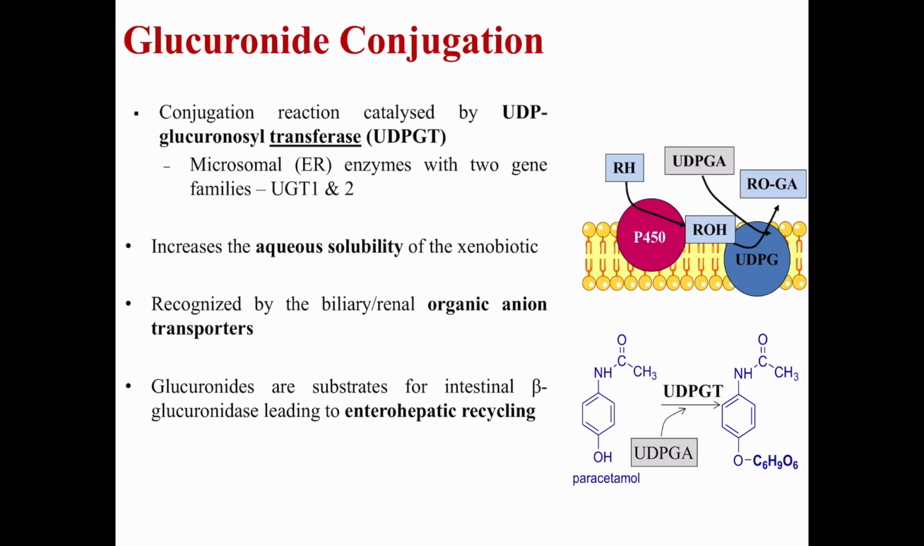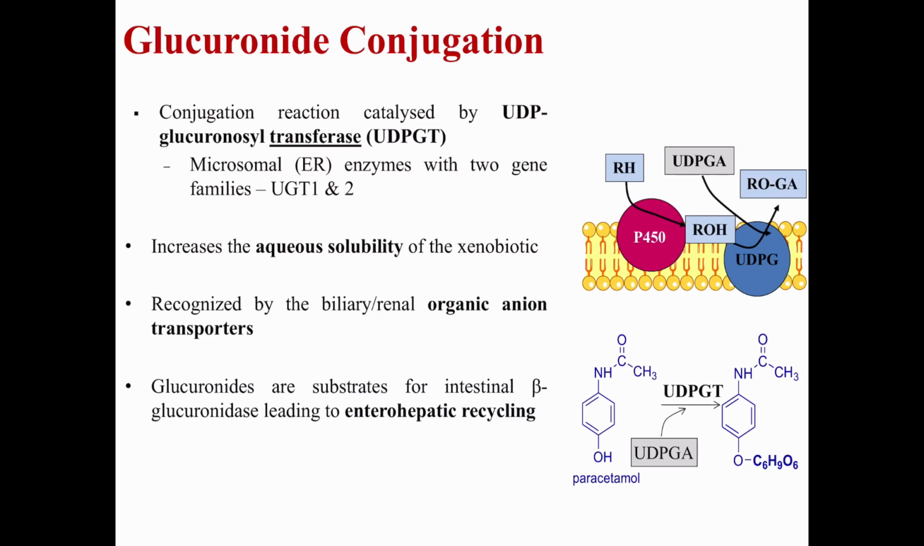The final part of glucuronidation involves the conjugation of UDPGA to the target molecule. The conjugation reaction is catalyzed by UDP glucuronyl transferase, or UDPGT. These are microsomal enzymes, meaning that they're in proximity to the smooth endoplasmic reticulum and consist of two gene families, UGT1 and UGT2. This reaction increases the aqueous solubility of a xenobiotic.